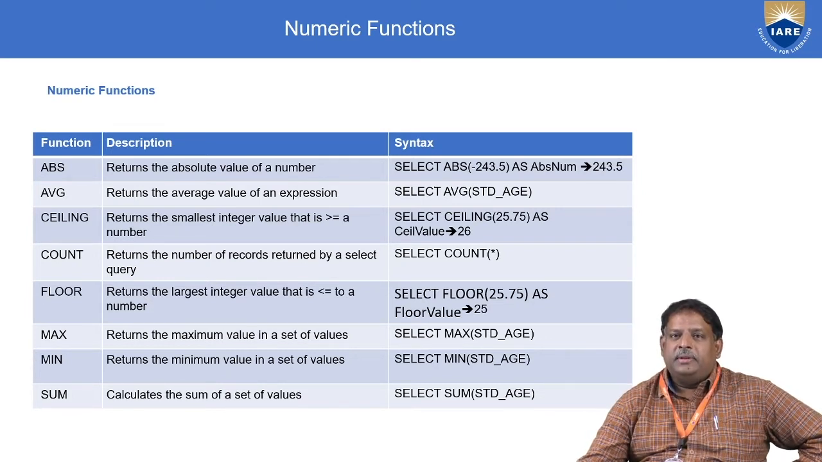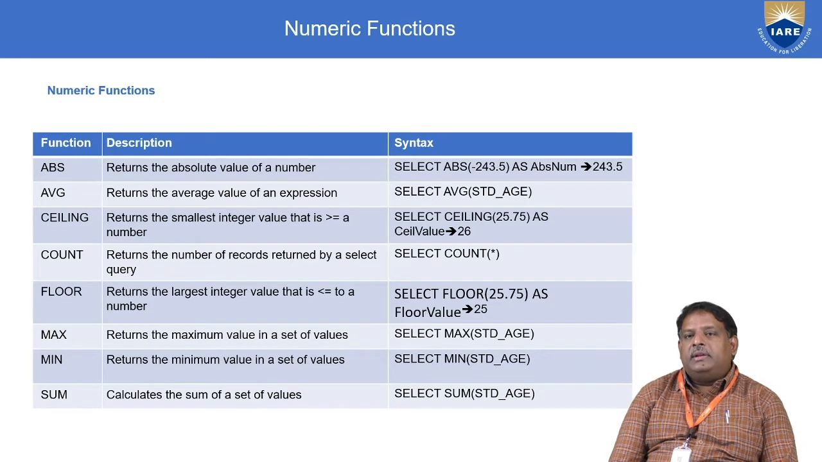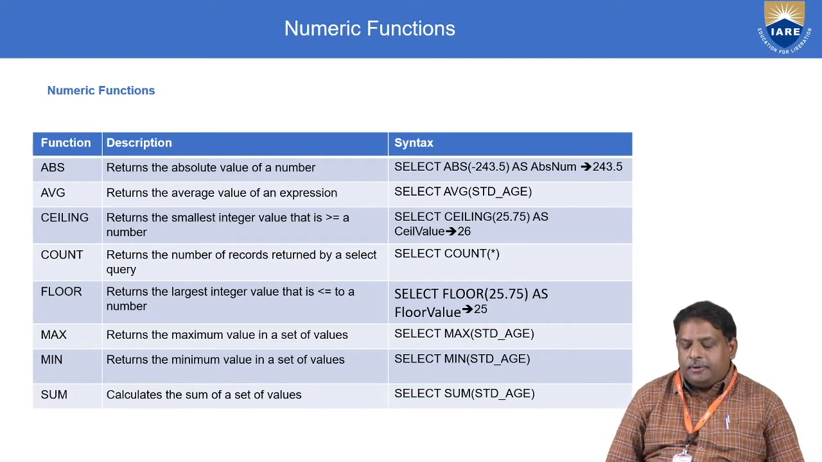Then max. This returns the maximum value in a set of values. Select max of age. It will give me the maximum age in that column std age. Similarly, min. And next, the last is sum. It gives the sum of a set of values. Sum of age will give the total age of all students from the column std age.